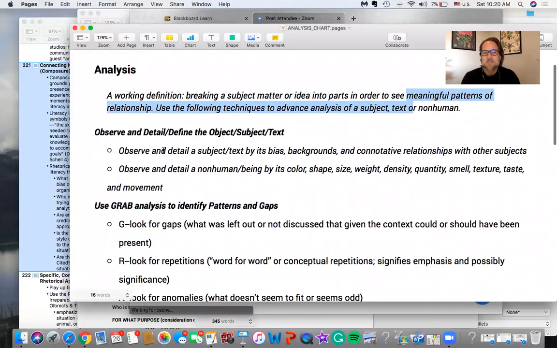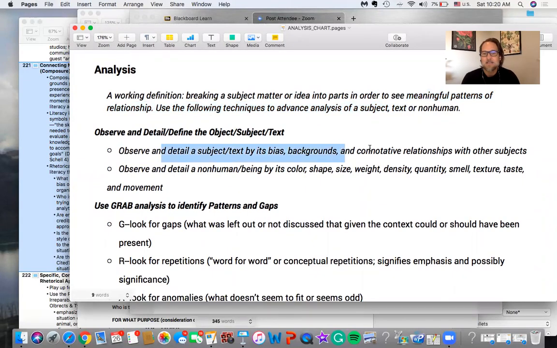So we want to observe and detail a subject by bias, by background, and by connotation. Connotation is a fancy word versus denotation. Denotation is to define; connotation means to give context, or to understand something by how it's analogous to something else. So we might think of metaphors and figures of speech and analogies as aspects of connotation. And denotation is simply, what is it?